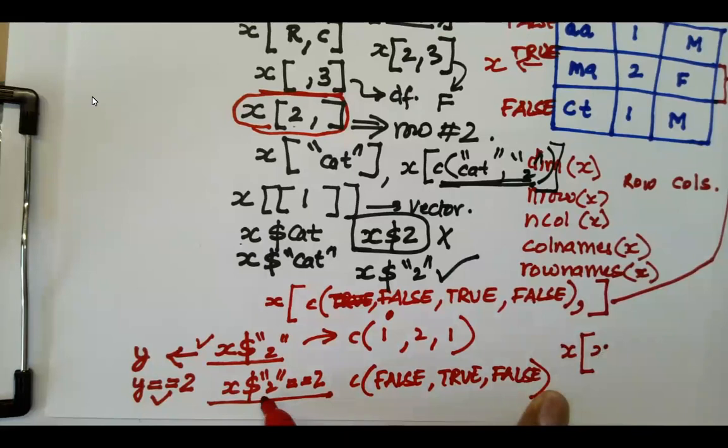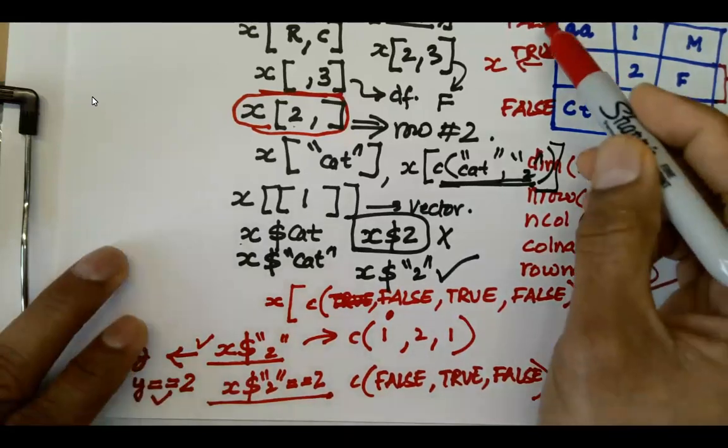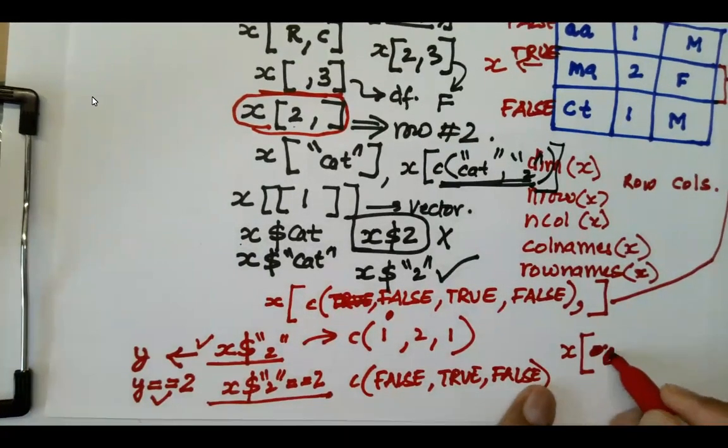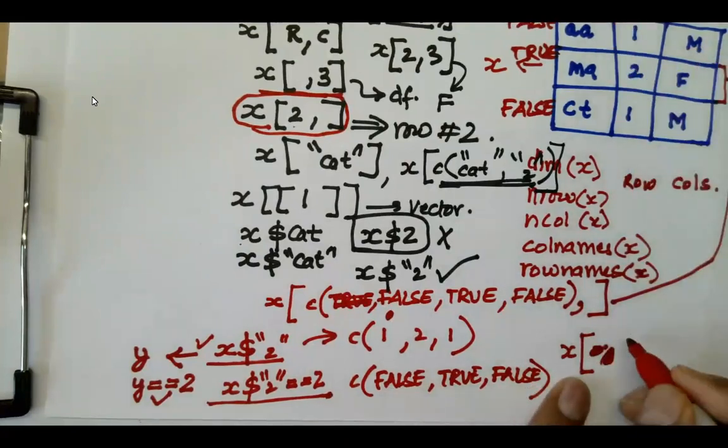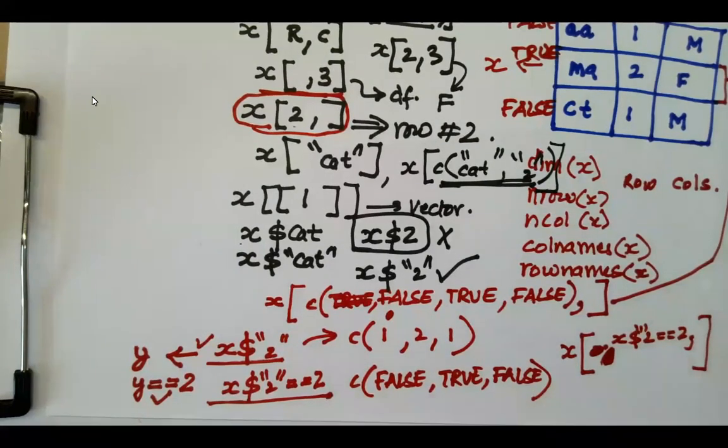basically we are picking up the column. So this is the column we are picking up. So we're going to put the comma first. No, we are selecting the rows. Sorry, we are selecting the rows. So in the place of the rows, we will say which rows we want to pick up. So we would say x $2 equals 2 and put comma and just close it.